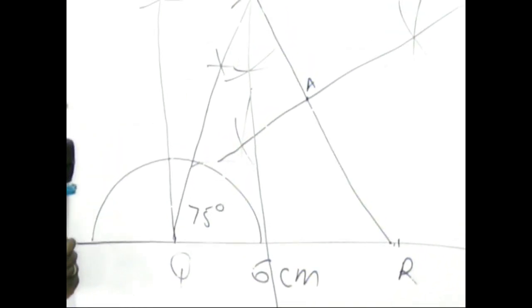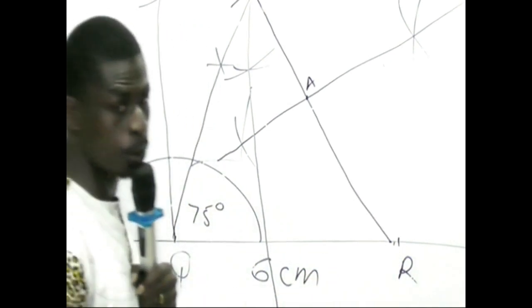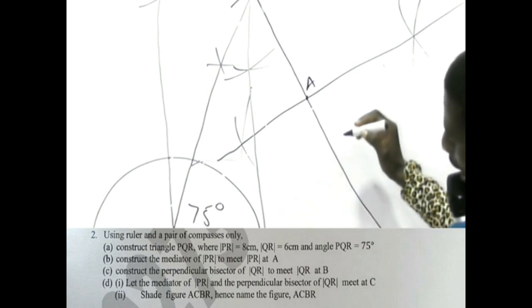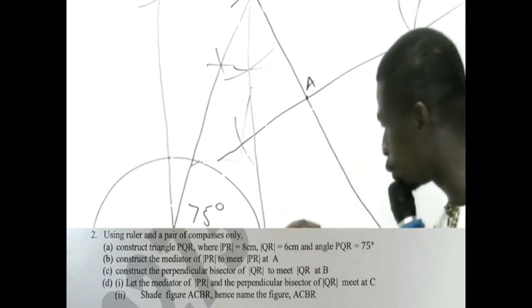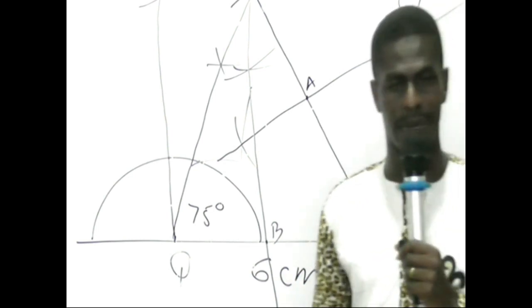But then they said that I should name where they intersect QR. So we go to the board on the screen, and it says we should construct the perpendicular bisector of QR to meet QR at B. This is where the mediator meets QR, and that point we should name B. So I name that point B.